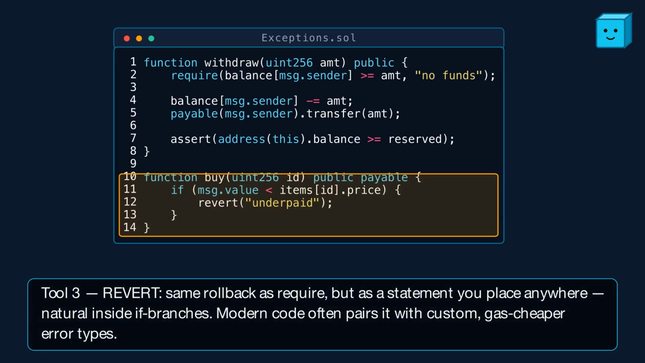Tool 3. Revert. Same rollback as require, but as a statement you place anywhere. Natural inside if branches. Modern code often pairs it with custom, gas cheaper error types.